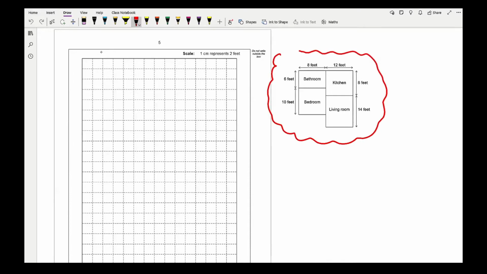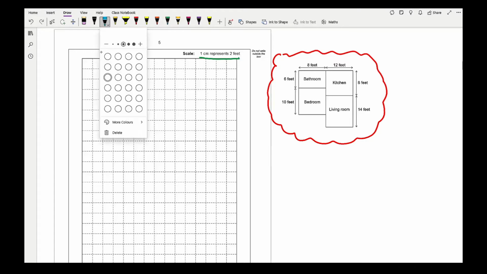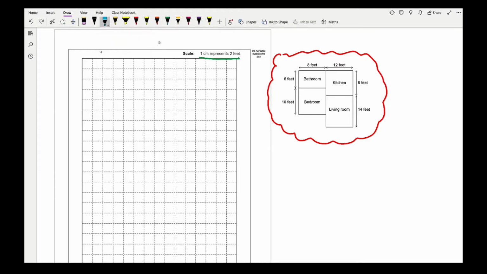Now the key thing is accuracy and making sure we're using a ruler for this. Now, in terms of the dimensions, I can label the dimensions. Well, if 1 centimeter represents 2 feet, then let me just get a thinner pen, like so. So 8 feet is going to be 4 centimeters. That's going to be 6 centimeters. That's going to be 4 centimeters. That's going to be 7 centimeters. That's going to be 6. That's going to be 4. This is going to be 5, and this is going to be 3.